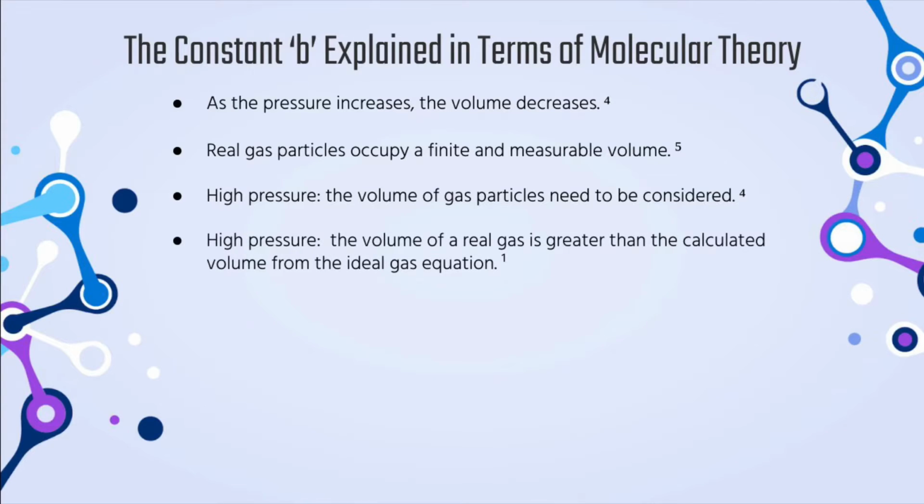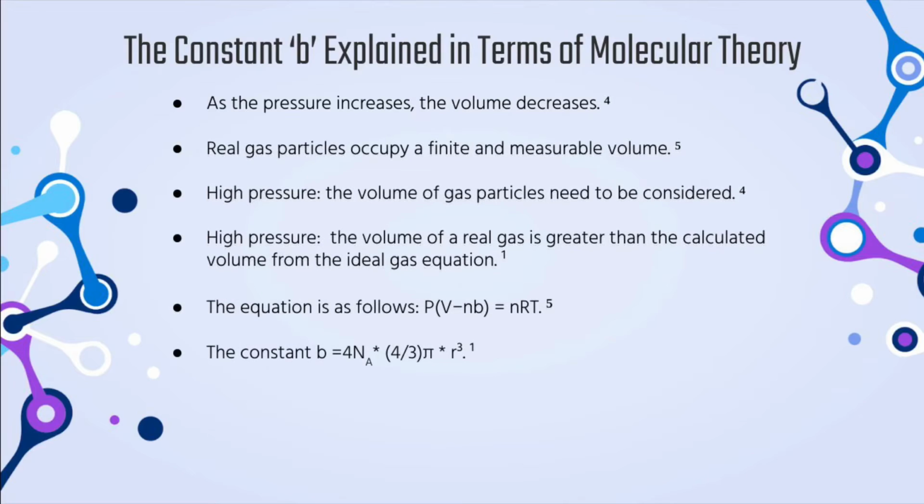At high pressures, the volume of a real gas is greater than the calculated volume from the ideal gas equation. The equation which takes into consideration the volume of gas particles is P times V minus nB equals nRT. In this equation, the available volume is represented by V minus nB. B is the constant that is specific to a gas and is defined as B equals 4 times Avogadro's number times 4 over 3 pi times radius of the molecule to the power of 3.